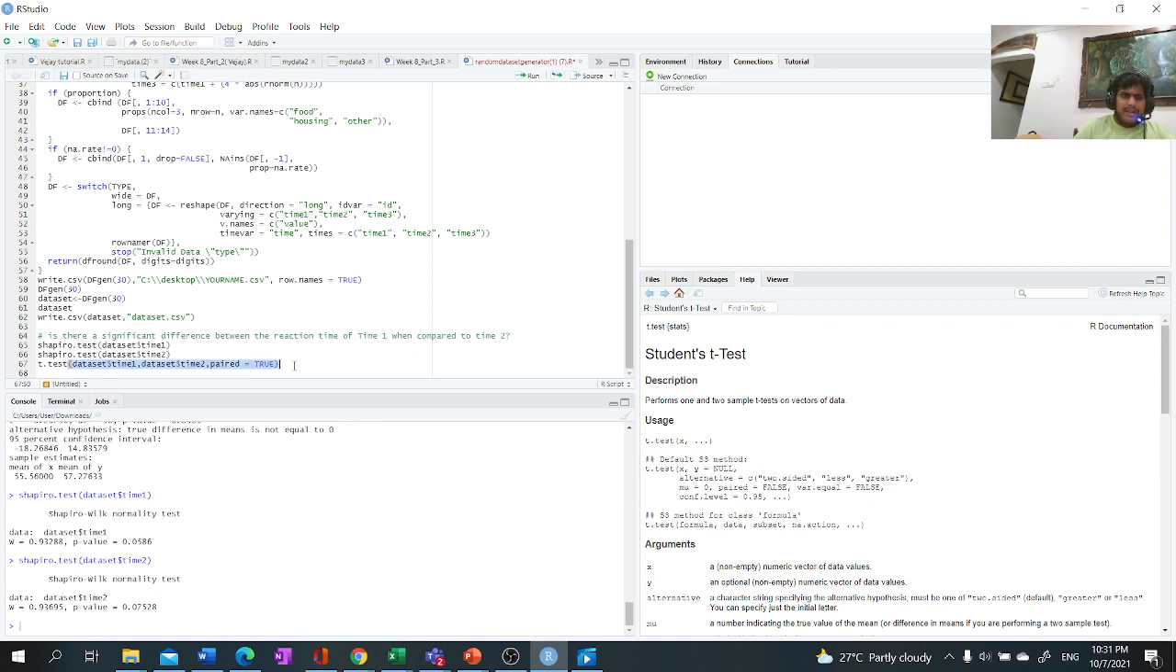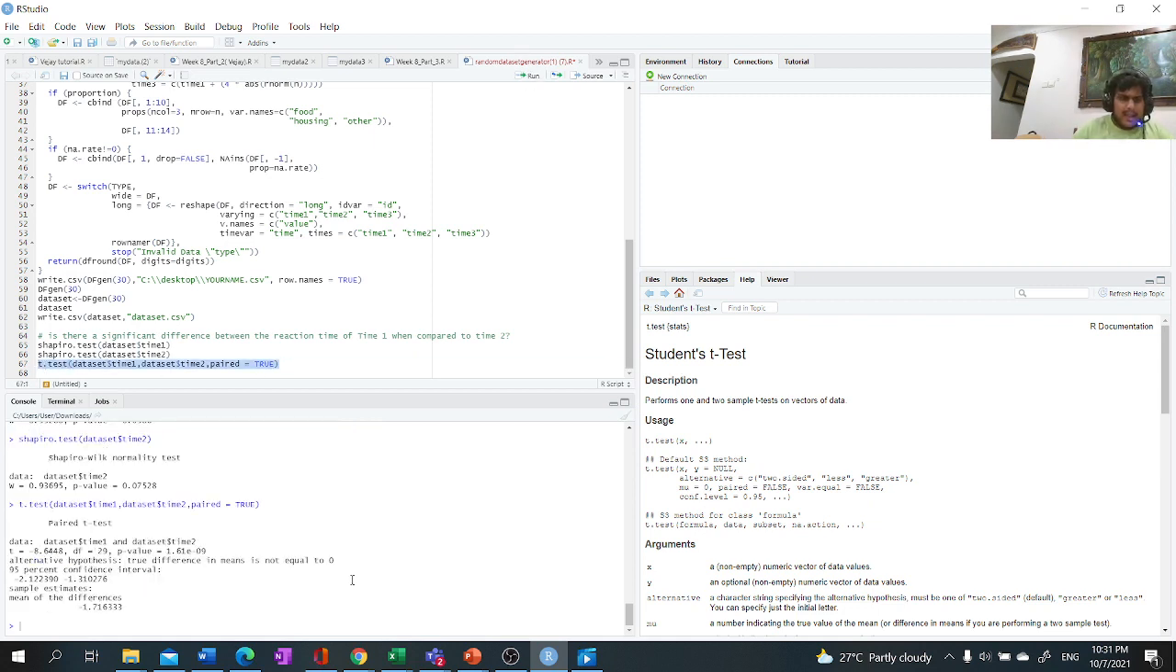After we do this, we will run this test, and we will identify that the p-value is less than 0.05. Therefore, we will have to reject the null hypothesis, and we will say that based on the research question, there is a significant difference between the reaction time of time 1 when compared to time 2.